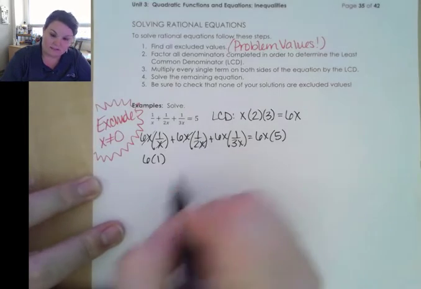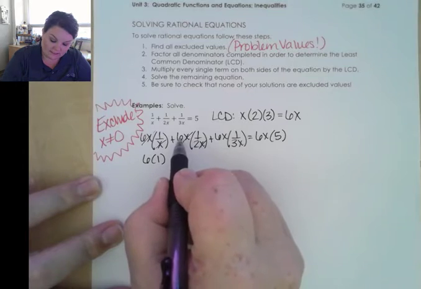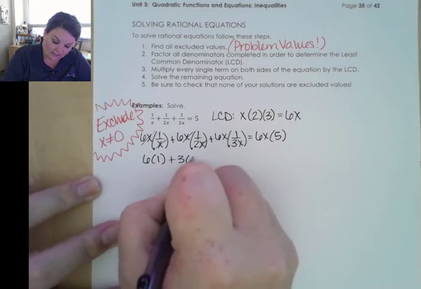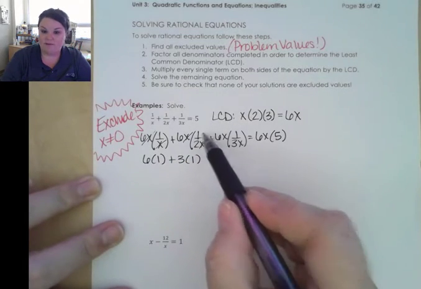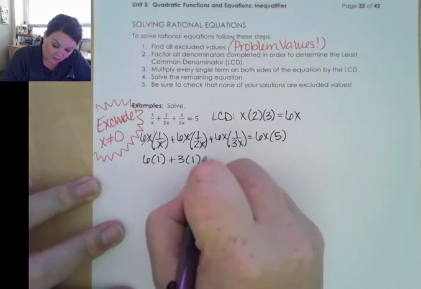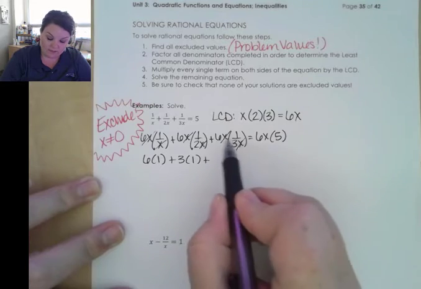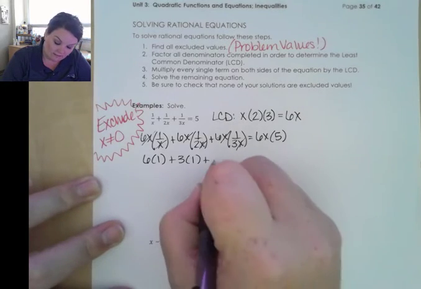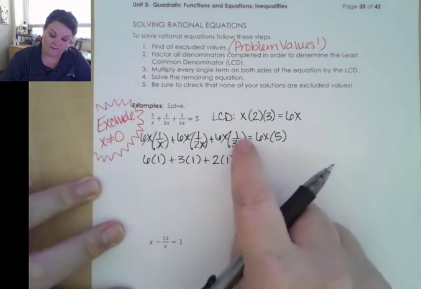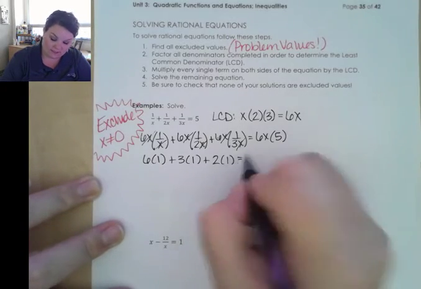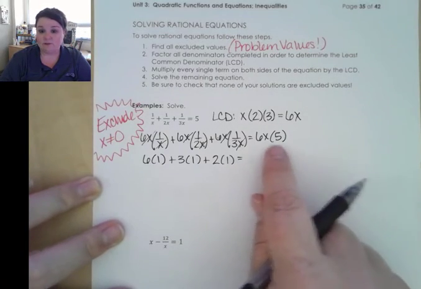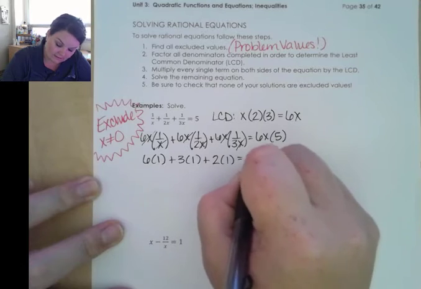My x's cancel, and 2 goes into 6 3 times, the 1 that I have left on top of the fraction. Plus, same thing here, x's cancel, 3 goes into 6 2 times, the 1 I have left on top of the fraction. And then on the other side, I don't have anything to cancel, so I just multiply these together, which gives me 30x.